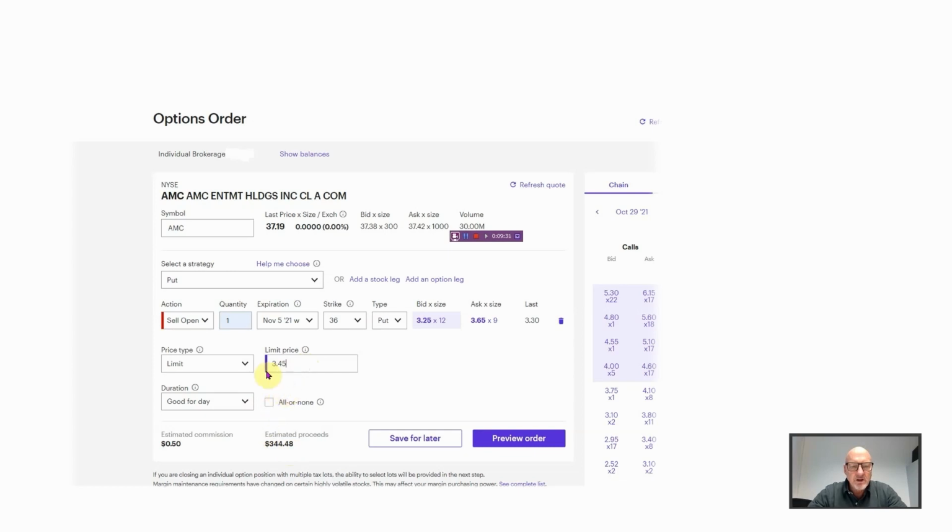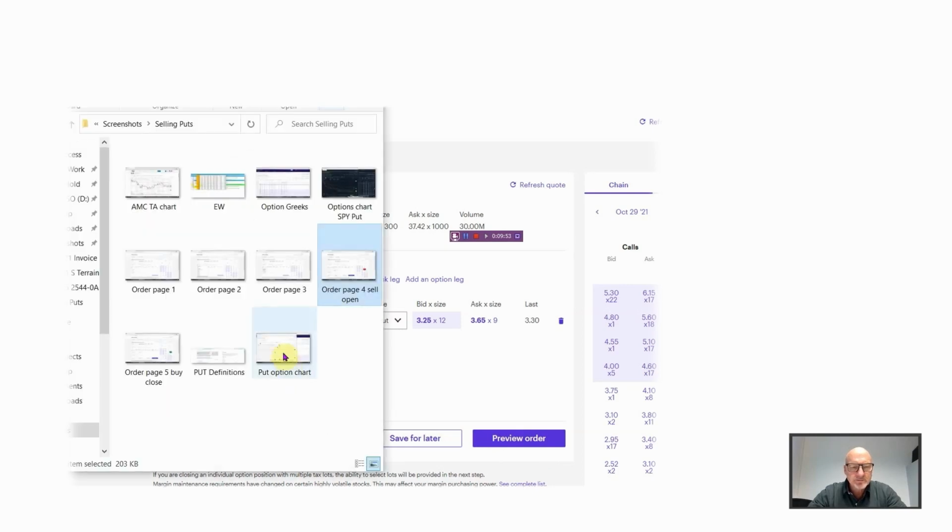Okay, then you can check to see if you made any mistake. Here my commission would be 50 cents I would have to pay, so my proceeds are $344.48. Okay, so that's your basic screens. You got the little small options chain over to the side. Before you actually commit yourself, you can do a preview order.